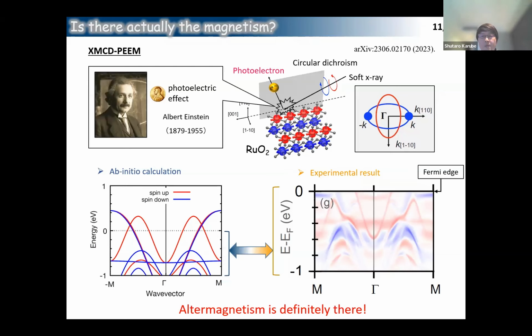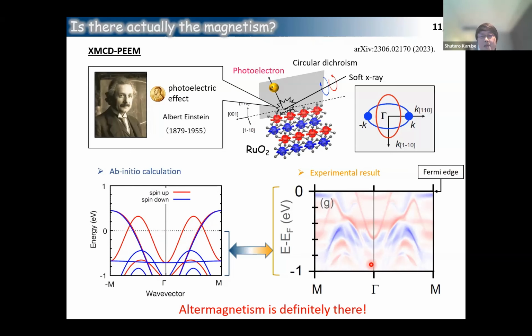We know it as XMCD PEEM. In this technique, circularly polarized soft X-rays are used to irradiate the ruthenium dioxide, in this case the 110 plane, and the secondary electrons ejected due to the photoelectric effect are measured. The authors confirmed the band structure obtained through first principles calculation matched the one obtained from the PEEM measurement. What makes this observation particularly intriguing is that it employed XMCD, which is typically used for ferromagnetic materials, rather than XMLD, which is commonly used for antiferromagnetic materials.